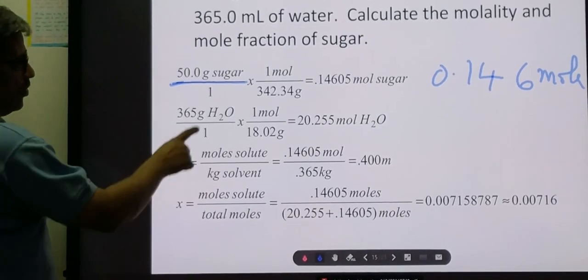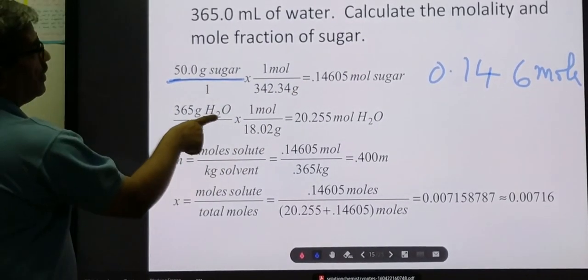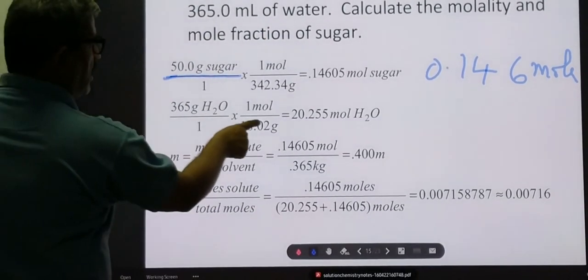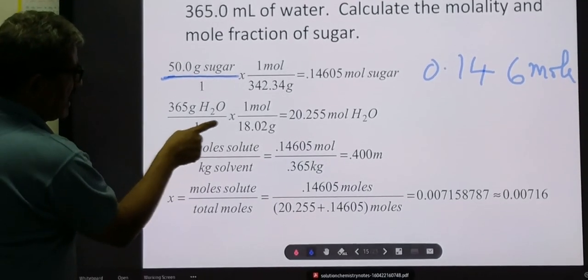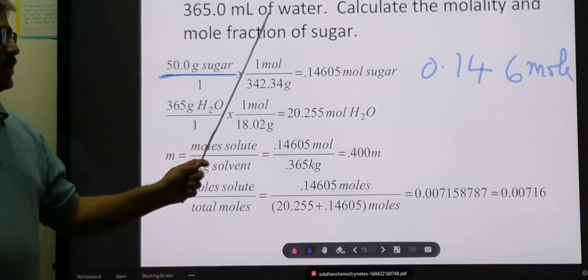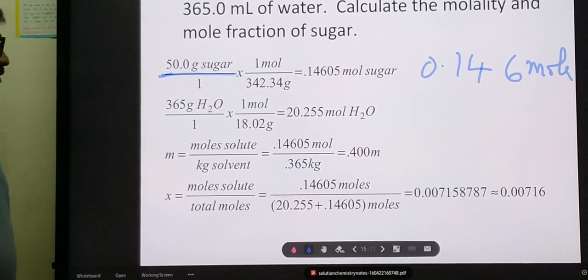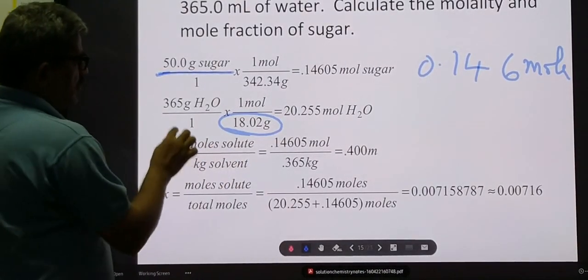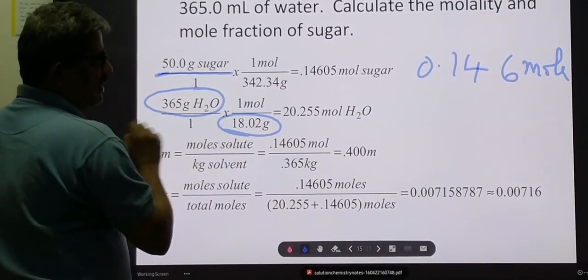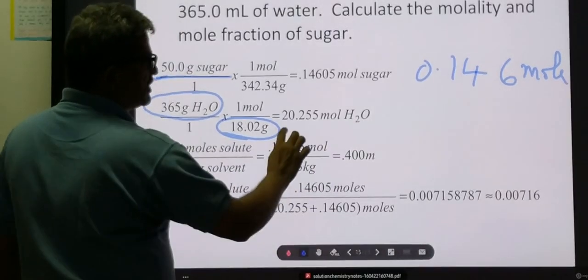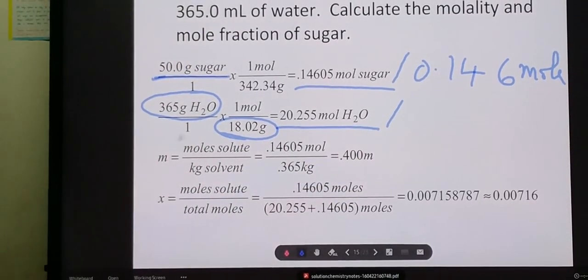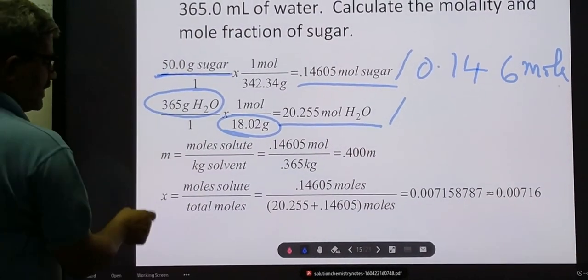Alright, and what else? The second one is the number of moles of water. Because sugar is dissolved in water, you are finding out the number of moles of water. This is the molecular weight of water. This is the weight of water, 365 grams. Divide this 365 by 18.02. That gives 20.255. This is the number of moles. Now you have got both the number of moles, sugar and water. From that, let us calculate both the things.